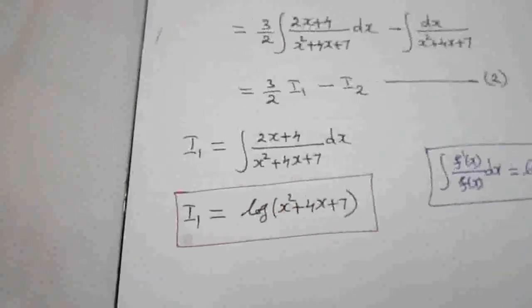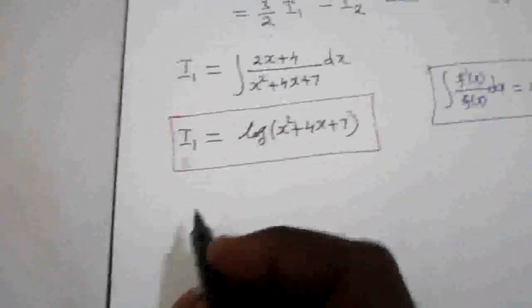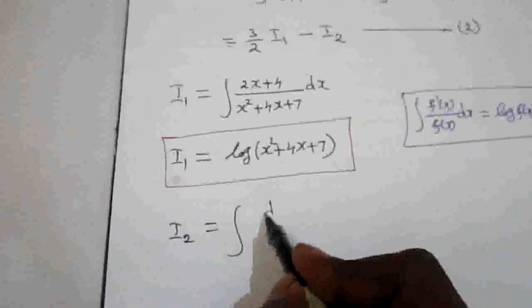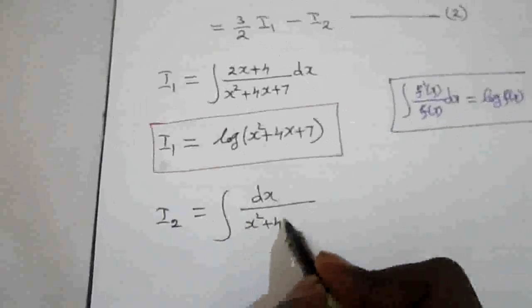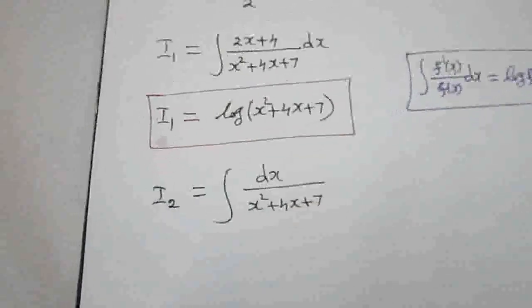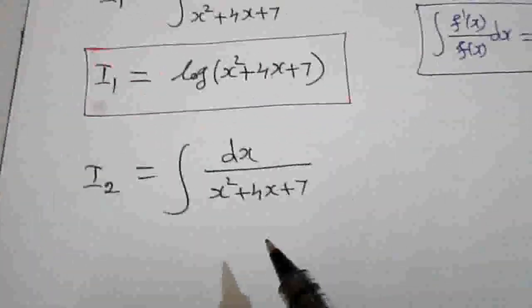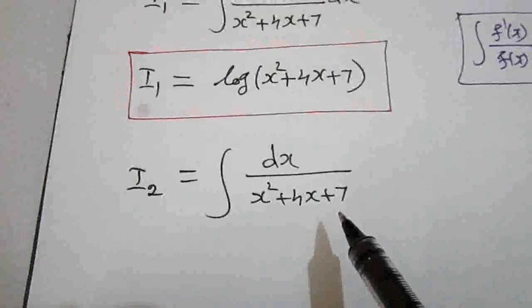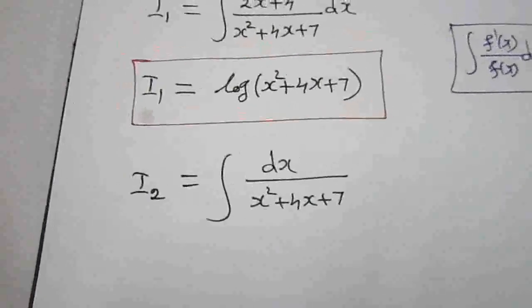Next I am going to find I2. What is I2? I2 is equal to the integral dx by x square plus 4x plus 7. Okay, this is what I want to integrate. This is also a rational function. Now the denominator is x square plus 4x plus 7. This is not factorable, so I am going to apply the perfect square method.